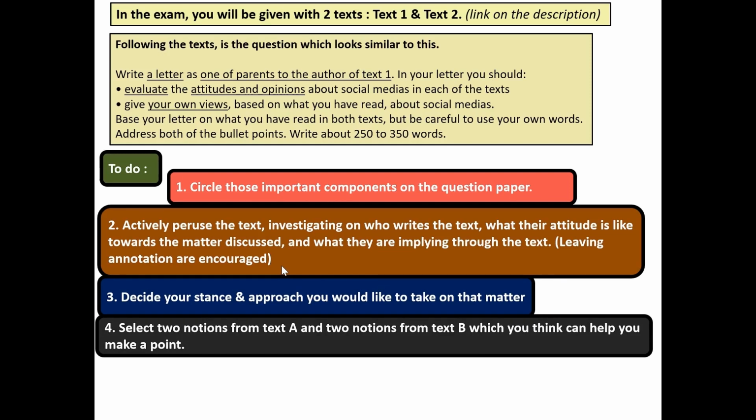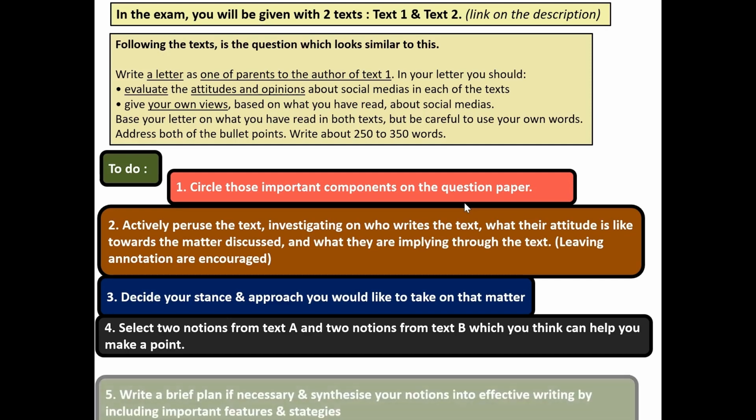Remember, the point of this discussion is for you to express your opinion on social media. Okay, you need to be able to express your argument about social media, right? So it's best for you to choose notions that you think have something to do with your opinion. Two from text A, two from text B. So the total number of notions that you have to select from both of the texts is four. Two from text A, two from text B. Okay, those are steps number 1 until 4.